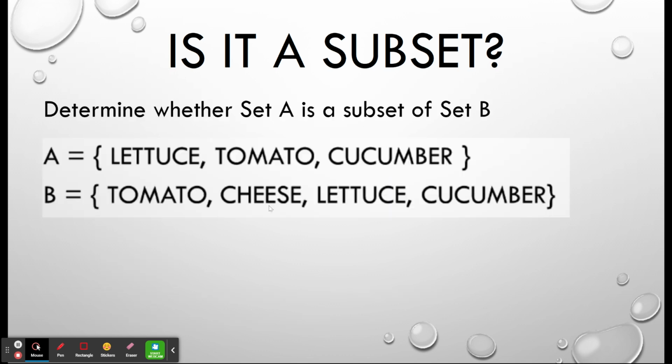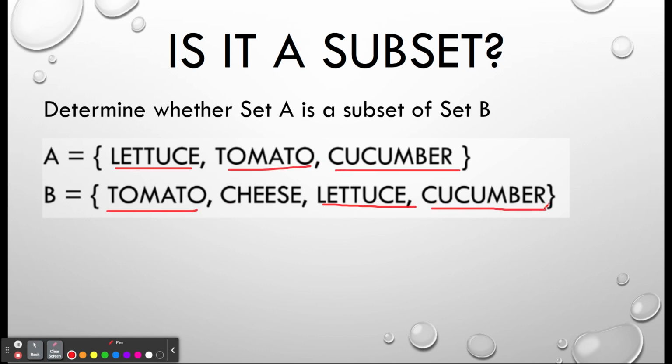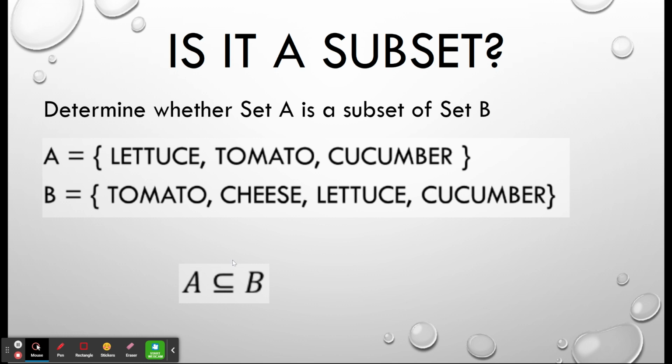In the first one, determine whether set A is a subset of set B. We can see here in set A, lettuce, tomato, and cucumber are all included in set B. And so this would actually be a subset. And we'd write A is a subset of set B.